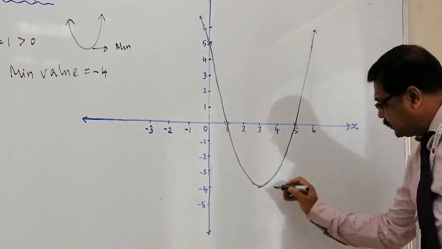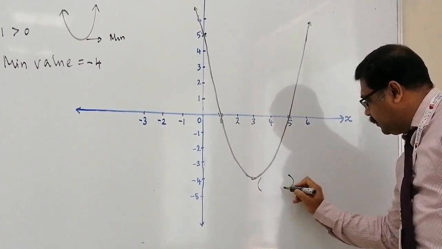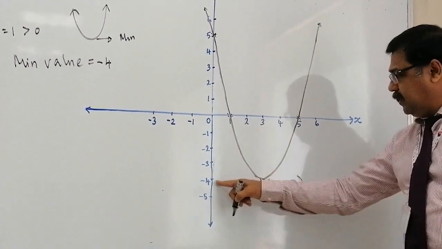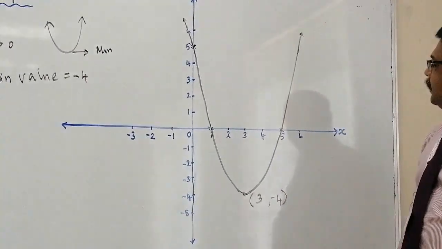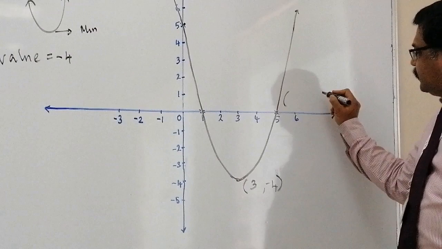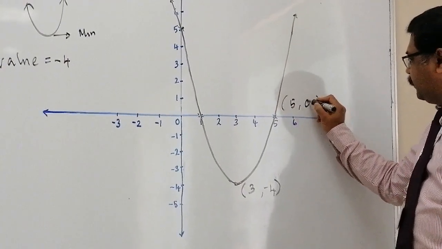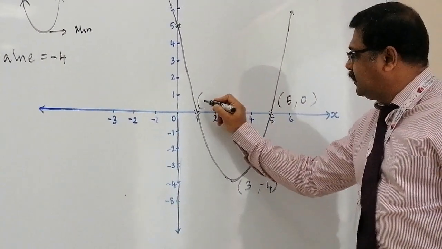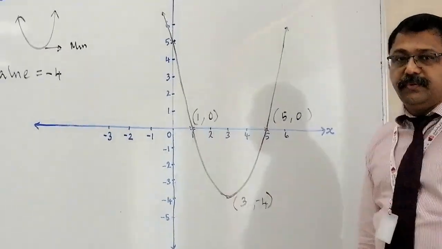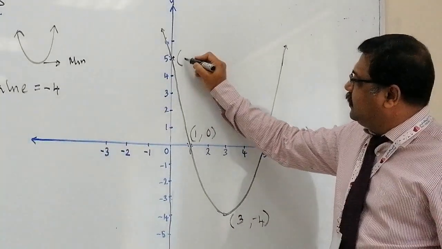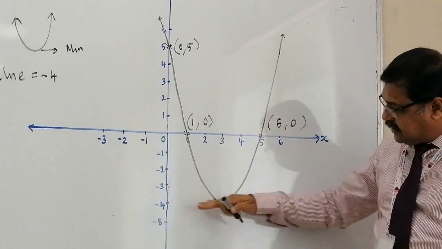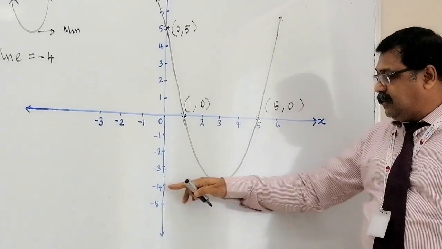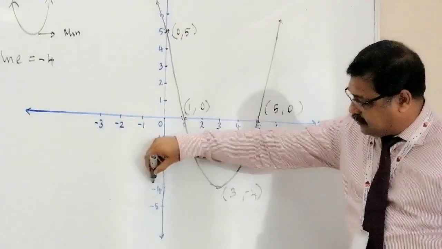So this is the vertex. The vertex is (3, -4), and this is the x-intercept (5, 0), and this is another x-intercept (1, 0), and this is the y-intercept (0, 5). We can see that it has a minimum value. The minimum value is -4.